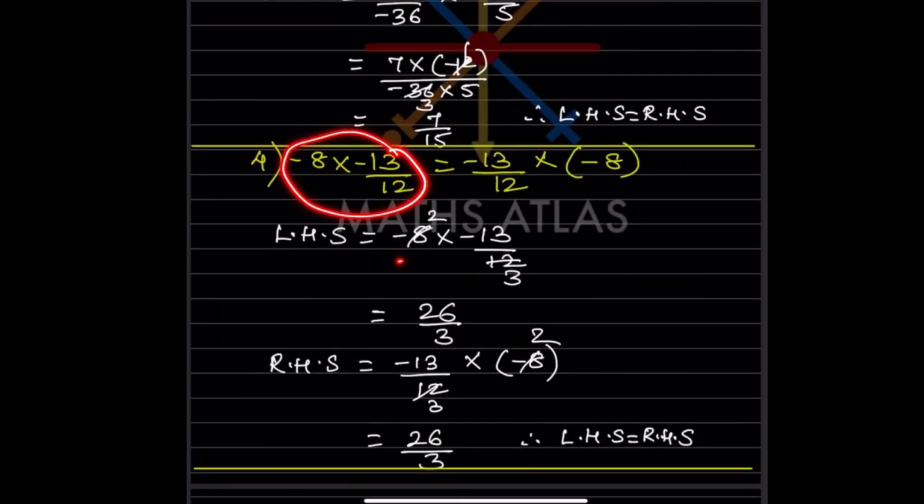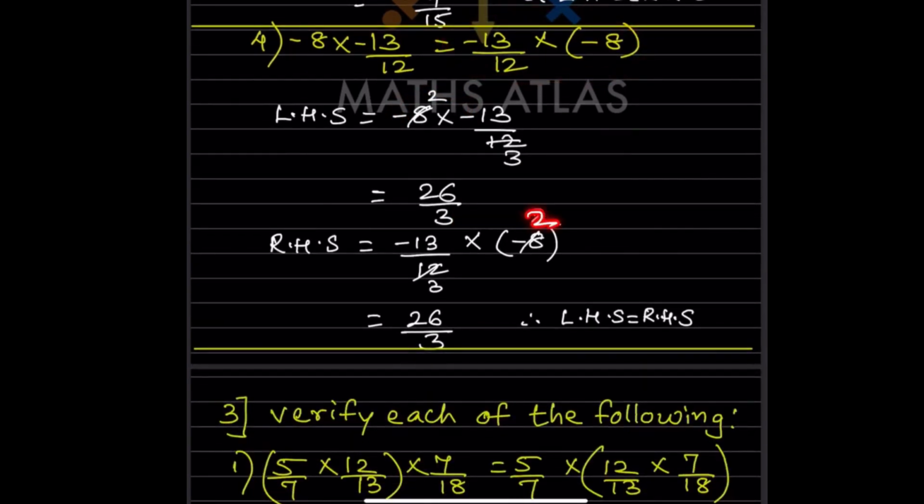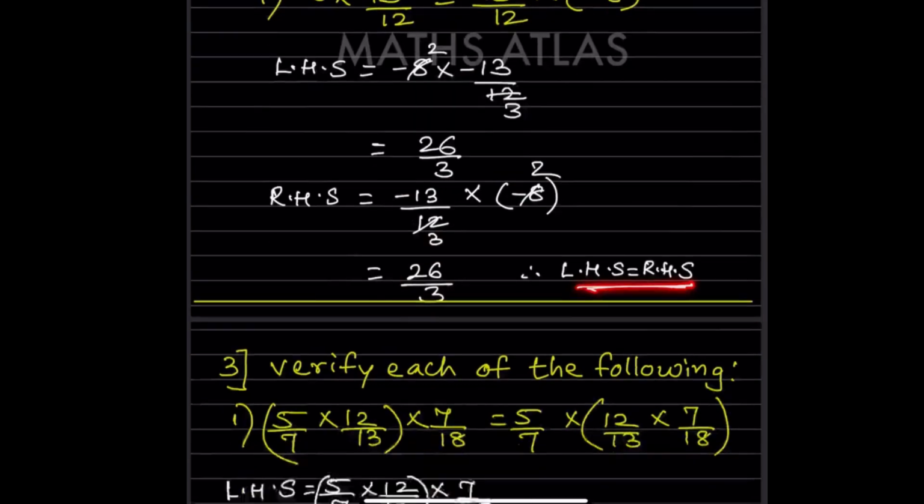Here again we will take the LHS. So it is going to be 4 2s are and 4 3s are. So that is going to be 13 2s are 26, 26 by 3. This minus minus becomes plus. Then we will take the RHS. So 4 2s are and 4 3s are. And this minus minus becomes plus. 13 2s are 26 by 3. So 26 by 3. So LHS is equal to RHS.